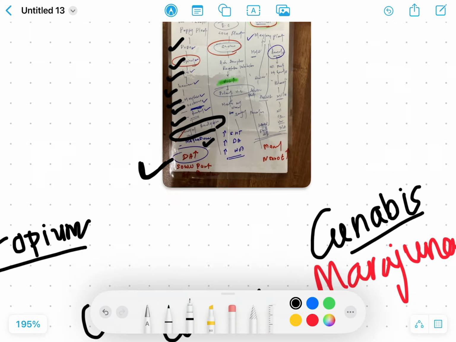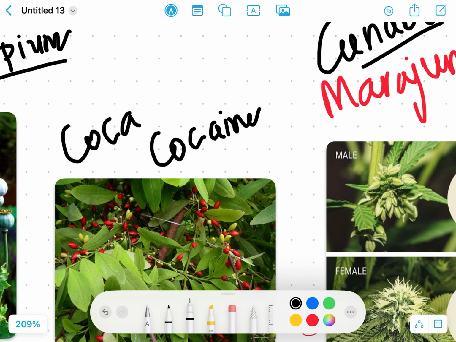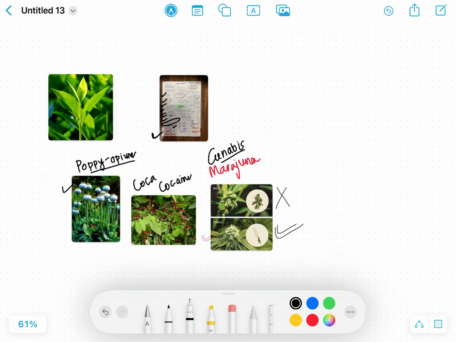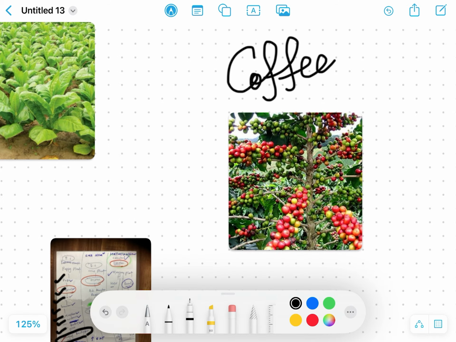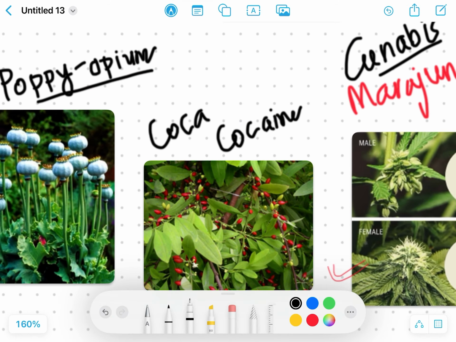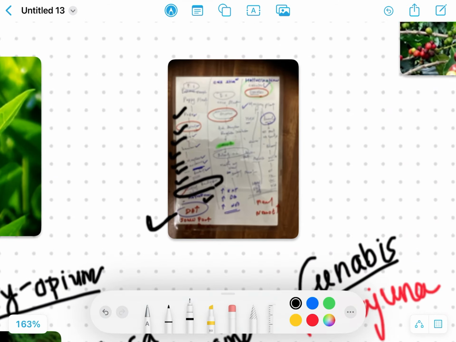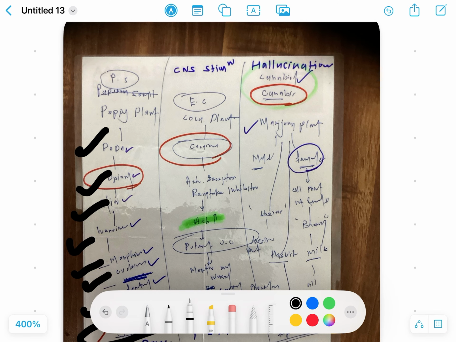Okay. The second thing is the coca plant or cocaine plant. The cocaine plant looks like this, and is different from the coffee bean plant. Always remember cocaine is also a CNS stimulant. It is a coca plant, the cocaine plant. One main mechanism of cocaine is as a reuptake inhibitor, so ultimately it increases the neurotransmitter in the synapse.